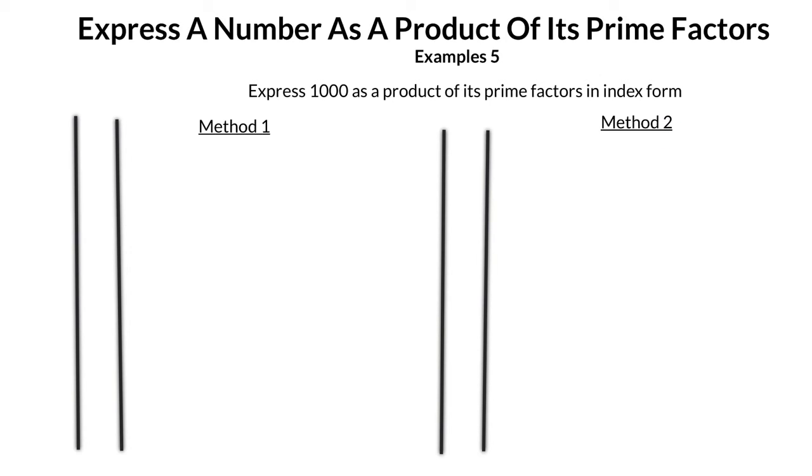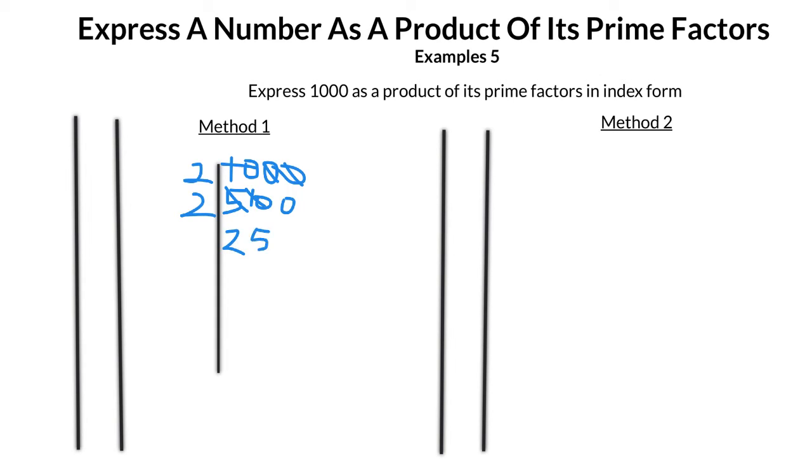So in our method 1, we put our 1000 here. The smallest number that can go into 1000 is 2. 2 in 10 is 5, and 2 in 0 is 0. 2 in 0 is 0. Now 2 can go into 500, so 2 in 5 is 2, remainder 1. 2 in 10 is 5, and 2 in 0 is 0. Now 2 can go into 250, 2 in 2 is 1, 2 in 5 is 2, remainder 1, 2 in 10 is 5.